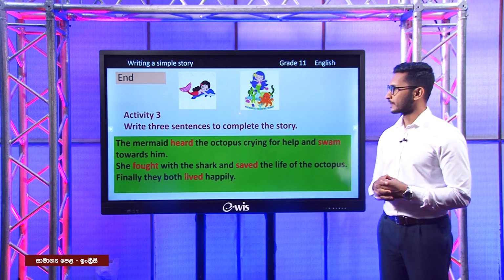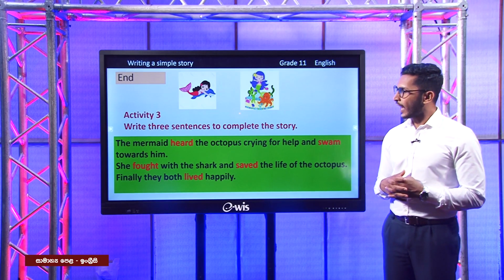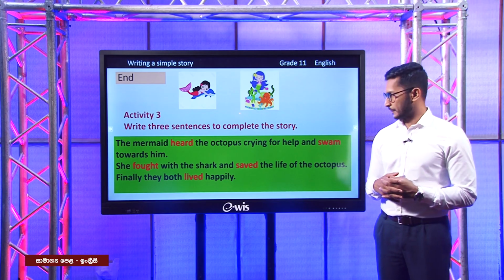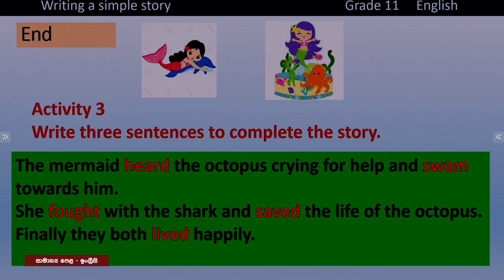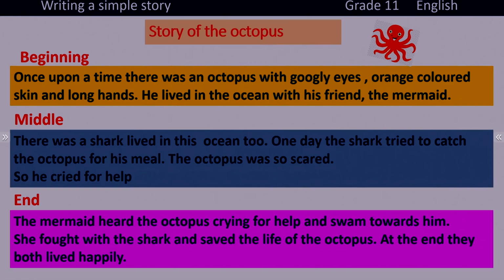The mermaid heard the octopus crying for help and swam towards him. She fought with the shark and saved the life of the octopus. Finally, they both lived happily. So that is the story. Here again, I have highlighted the past tense of the verbs: heard, swam, fought, saved, and lived. Now, this is the complete story of the octopus. We have the beginning, middle, and the end.